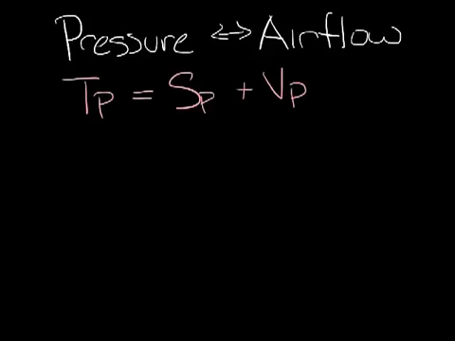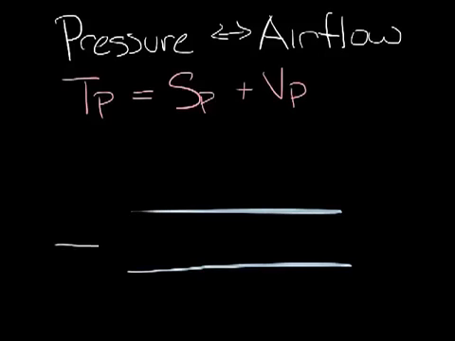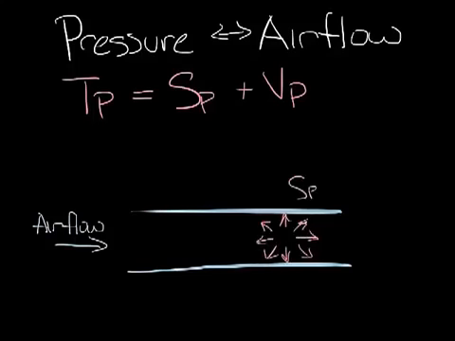When air moves through a ductwork, there are two components of pressure going on. Static pressure, which is exerted in all directions, and velocity pressure, which is only exerted in the direction of airflow. The sum of these is total pressure.